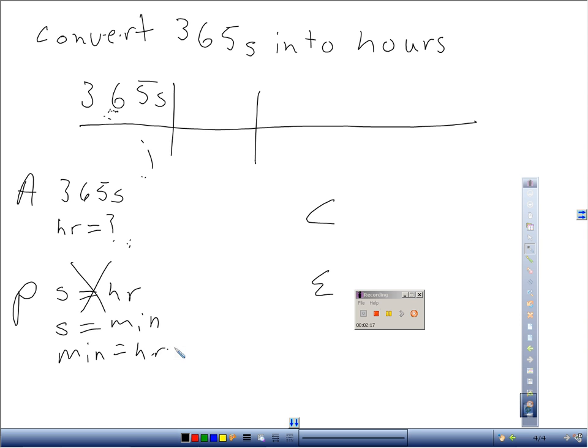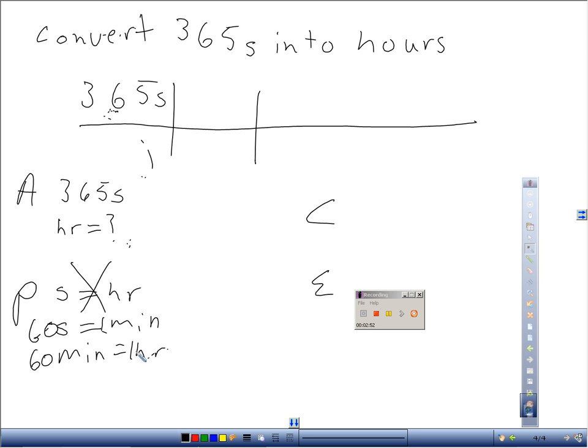So what I mean by that is to put these coefficients up in front. So with a minute, you know that 1 minute equals 60 seconds. Alright, same thing for the hours. You know that there are 60 minutes in 1 hour. So you write that down there as well.